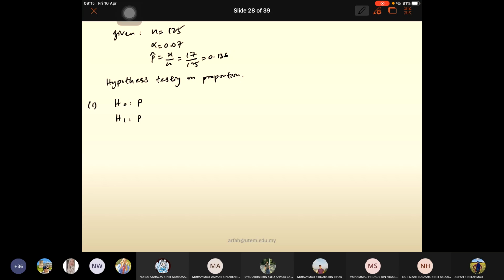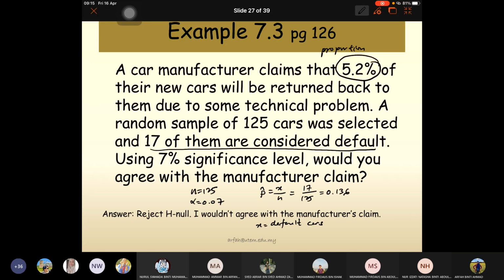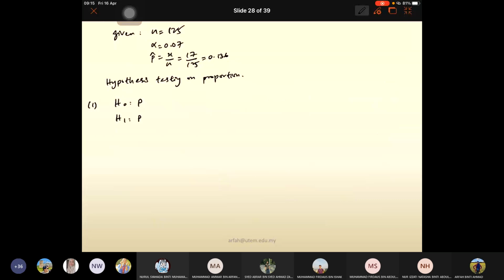So apa dia punya statement? Sebab dia kata 5.2% of their new cars will be returned. So apa yang awak nak letak dekat H0 and H1? P tanda apa? Lebih besar ke, lebih kecil ke, sama dengan atau tidak sama dengan? Sama dengan. Kenapa sama dengan? Sebab dia kata tu je, 5.2 je. Betul. Betul jawapan Syed. Okay.